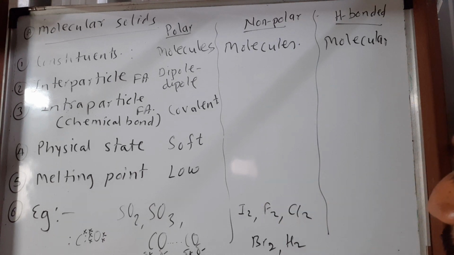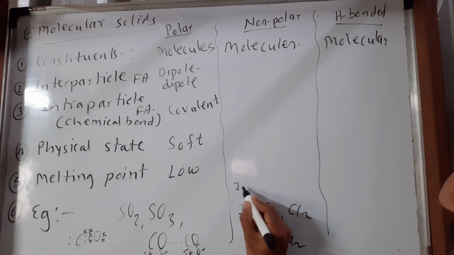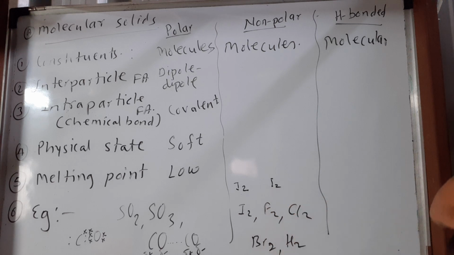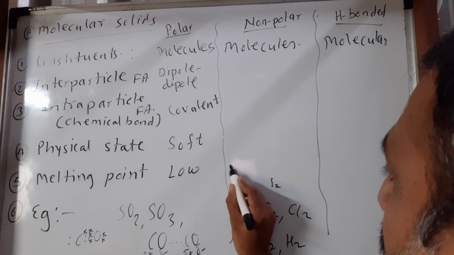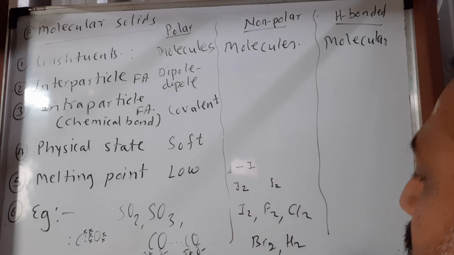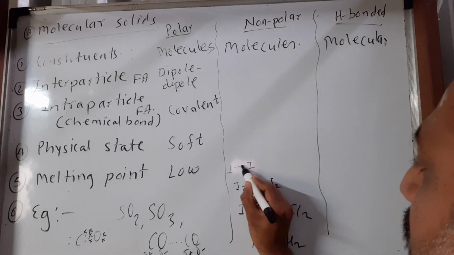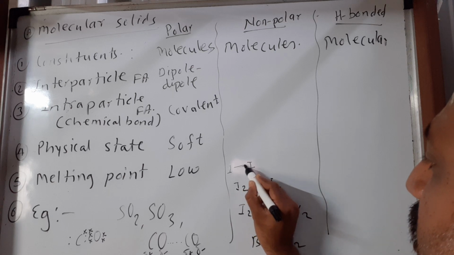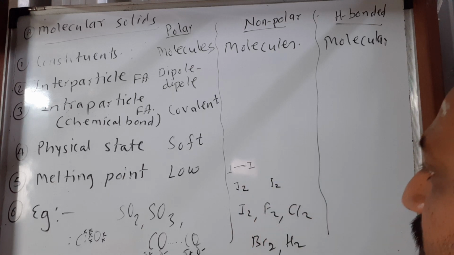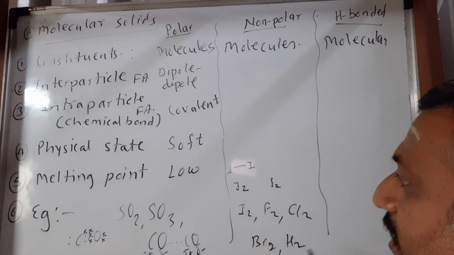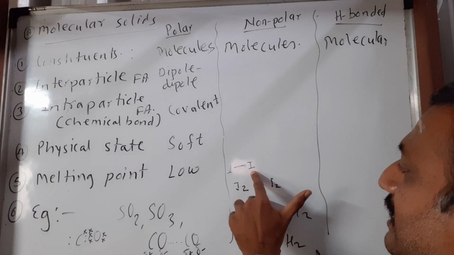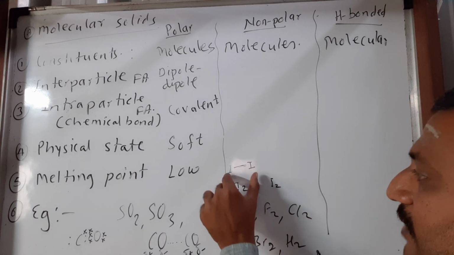Now what is the interparticle force of attraction? Just imagine, here we have one iodine molecule, here we have another iodine molecule. It is a non-polar molecule. Non-polar means what? Between two iodine atoms, two electrons are shared. So we can't say that the electron is shifted more toward this iodine or that iodine.